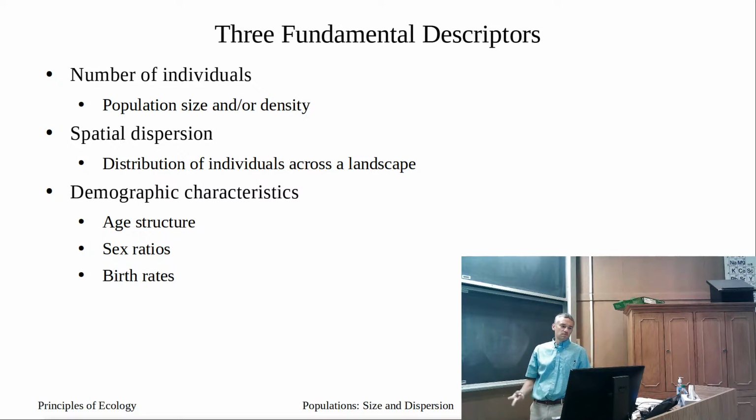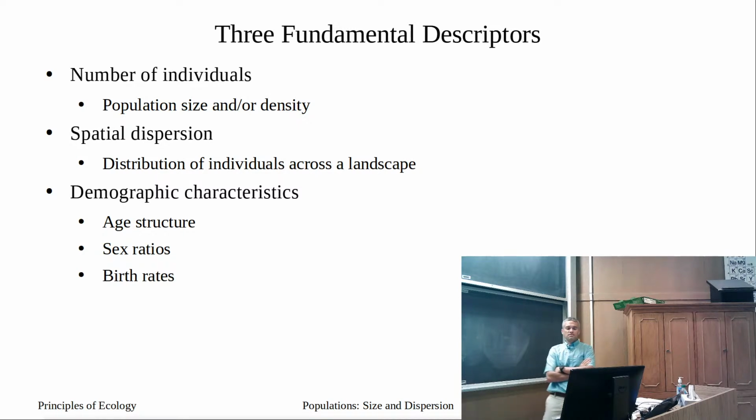Number two, spatial dispersion. The number of individuals was the focus of last week and this week's lab. Spatial dispersion is the focus of our next two labs. That is our spatial distribution across the landscape. Are we randomly distributed? Are we clumped or aggregated? Or are we uniformly distributed? That's our fundamental descriptor, number two.